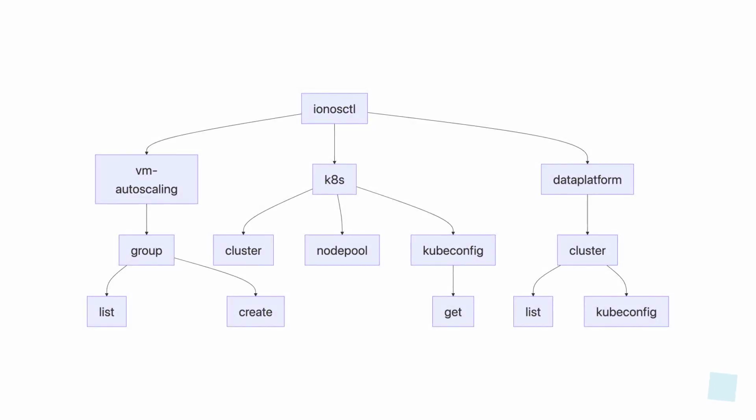Absolutely. The command tree starts with ionosctl as the root, then branches into major service categories like VM autoscaling, K8s, or data platform. Each of these branches further into specific resources and actions. For example, with ionosctl vm-autoscaling group list, you're traversing down that tree from the service category to the resource type to the action. Here's a pro tip. Most commands follow a noun-verb structure, which I've found much more consistent than some other cloud providers. When I onboarded our enterprise clients, this structure helped their teams get productive really quickly.